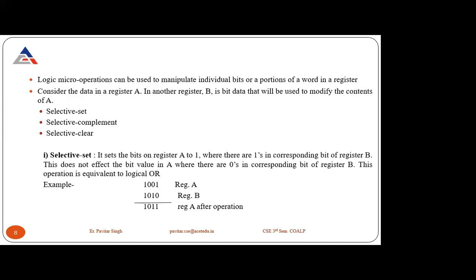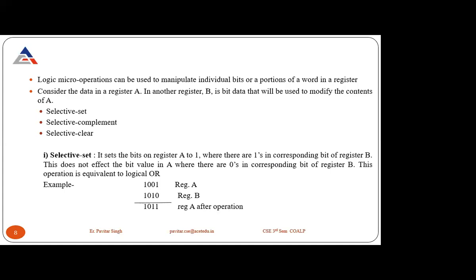So first of all, we have selective set. Selective set operation, right? So what does it mean? It sets the bits in register A to 1. Kindly read this definition very carefully. It sets the bits in register A to 1 where there are ones in the corresponding bits of register B. Set means it will make the bit 1, right?